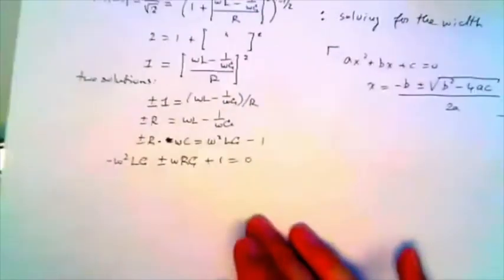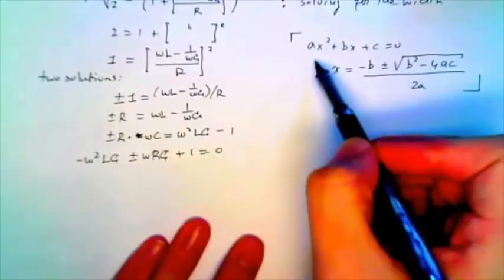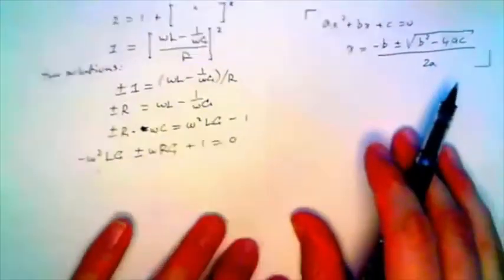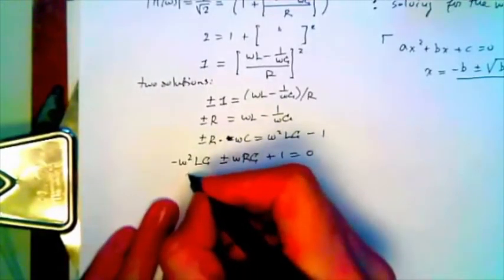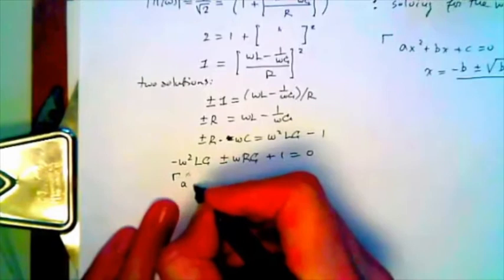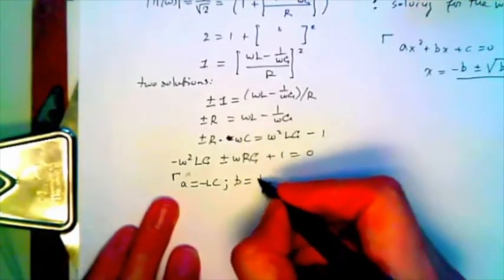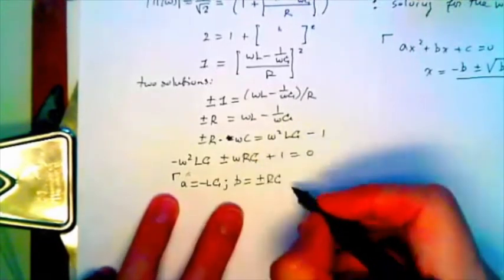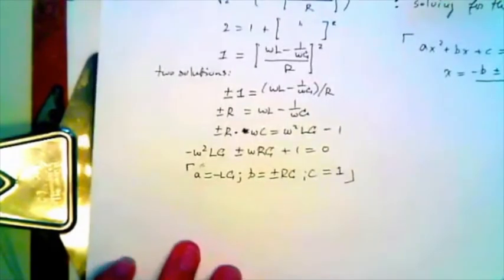All right, so we can map this equation onto this polynomial if we just see that omega squared takes the role of x squared. So here we go. Our solution is going to be, so let me write it explicitly. A is minus LC. B is plus minus RC. And C is 1. And that's how we get our solutions.